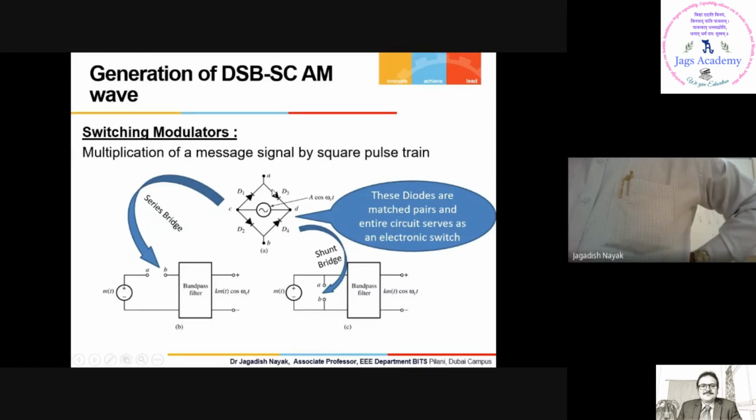Now during the negative half cycle, this will be negative, right? D1, D2, when you connect this to A and connect this to B, this is conducting and this is not conducting. And during the negative half cycle, this is conducting and this is not conducting.